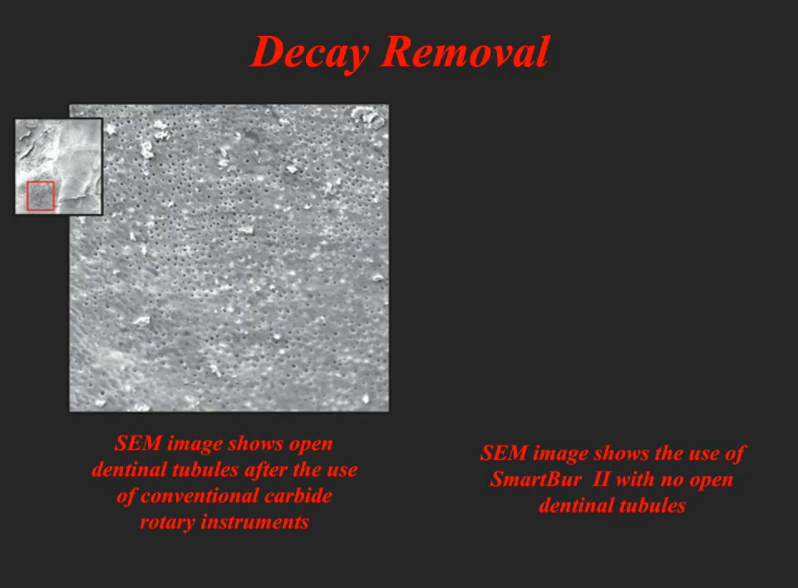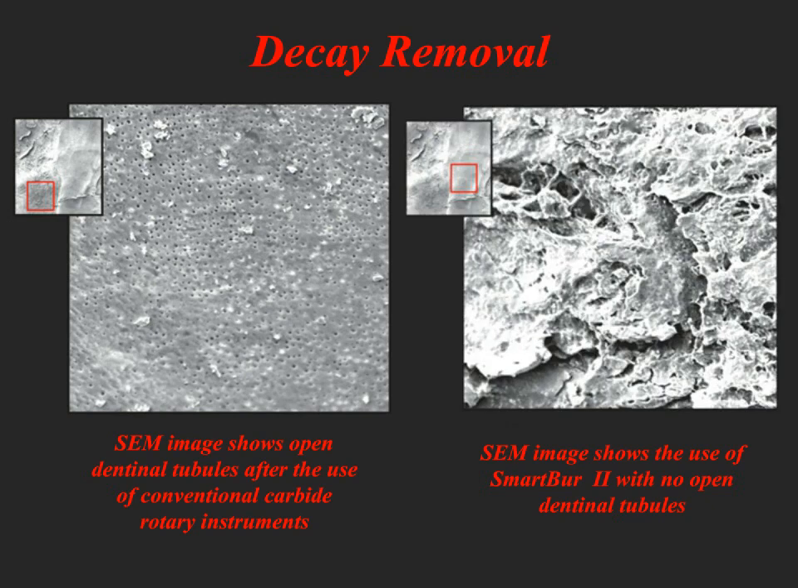The SEM on the left shows decay removal after using a carbide burr. And you see open tubules. And you know what happens when there's open tubules. Fluid movement in the tubules, and the patient perceives discomfort. So that's why for carbide burrs, most of the time when you're cutting into dentin, you will want to have the patient anesthetized.